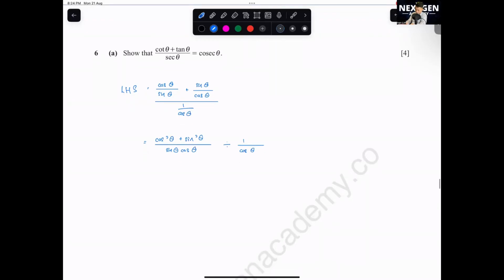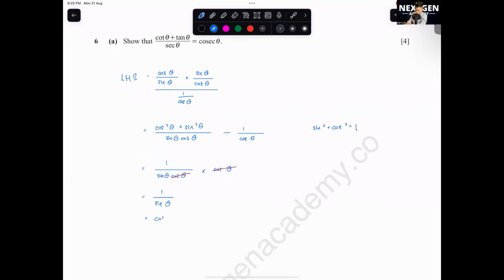So what is sine squared plus cos squared? 1. So we can simplify this to 1 over sine theta cos theta. When you divide a fraction, you multiply by the inverse of it. Multiply by the inverse of it. Cos theta cancels. You get 1 over sine theta. 1 over sine theta is cosec theta. Proven.